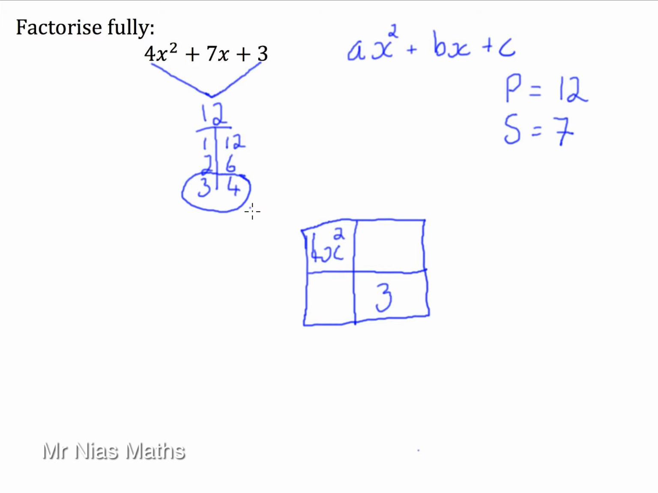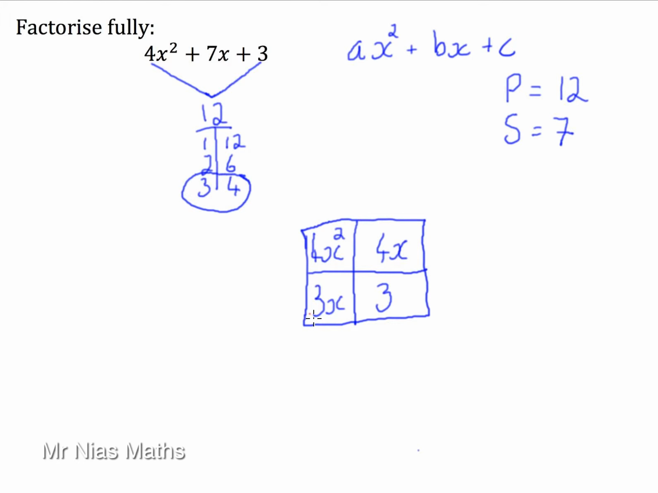Now, these two squares are going to be from my two factors I just found, and I'm going to multiply them by x. So we've got 3x, and we've got 4x up here. And I need to put this into brackets. Now, the way I'm going to do this is to essentially factorise along the rows and factorise up the columns.